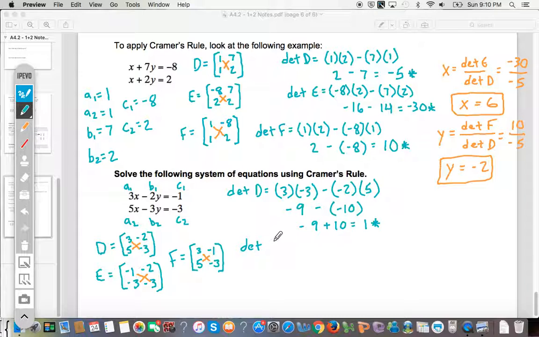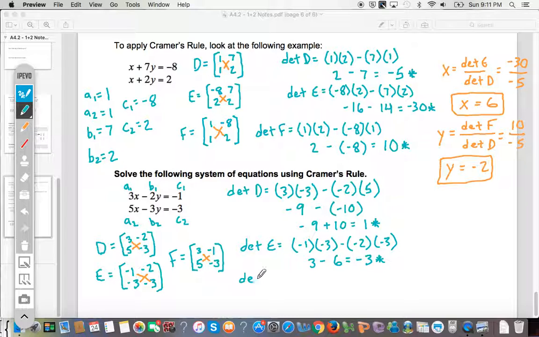So determinant of E is -1 times -3 minus -2 times -3. Okay, so I get +3 here, minus, and I have -2 times -3, well that's +6. So 3 minus 6 is -3. So I'll star it so I don't lose track.